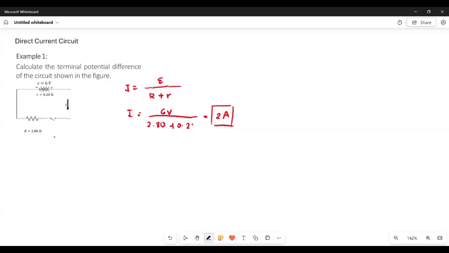So meron din tayo kaninang formula na V is equal to epsilon minus Ir. Meron din tayong formula na V is equal to EMF minus the product of current and internal resistance. Okay, so meron tayong E na 6 minus yung 2 A na nakuha natin kanina, and then internal resistance na 0.2. V is equal to 5.6 volts. So ito na talaga ang ating final answer, which is the terminal potential difference of this circuit connection.